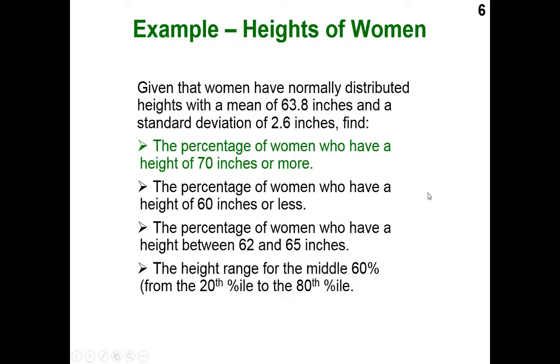Okay, I'm going to be using these 4 problems to illustrate how we use Excel to answer questions about the normal distribution. Given that women have a normally distributed height with a mean of 63.8 inches and a standard deviation of 2.6 inches, let's find the percentage of women who have a height of 70 inches or more. We'll go through and do that here in the PowerPoint. I have that spelled out, but then we're going to jump over to Excel and show how that's done, as well as these other 3 questions.